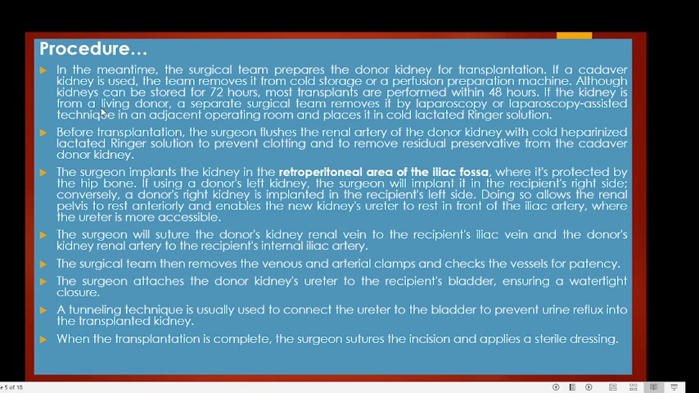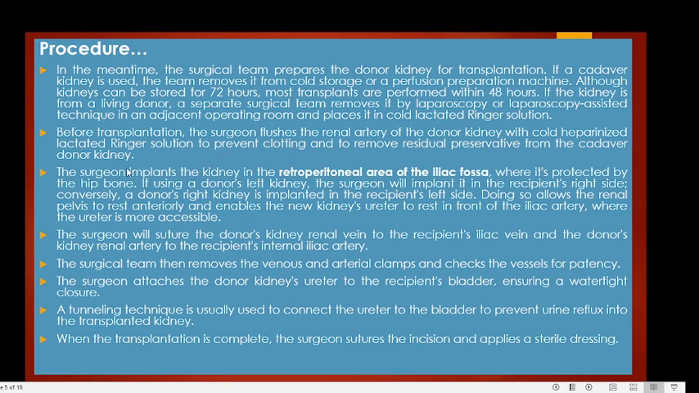So if the kidney is from a living donor, a separate surgical team normally removes it by either laparoscopy or laparoscopy-assisted technique in an adjacent operating room and places it in a cold lactated Ringer's solution. Before transplantation, the surgeon will flush the renal artery of the donor kidney with cold heparinized lactated Ringer's solution, and this is just to prevent clotting and to remove residual preservative from the cadaver donor kidney.